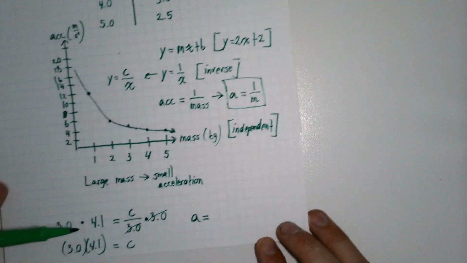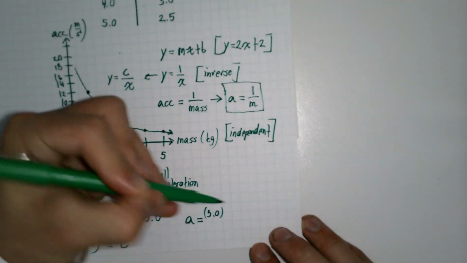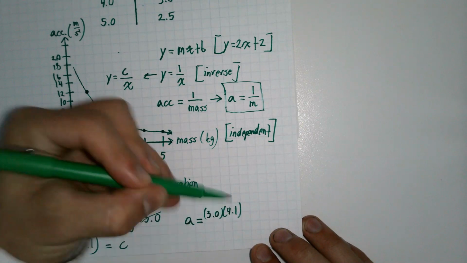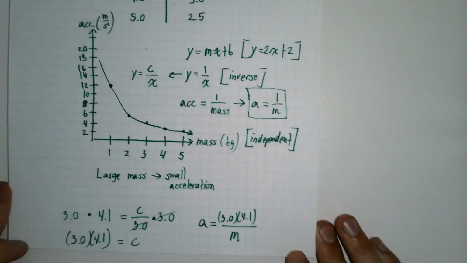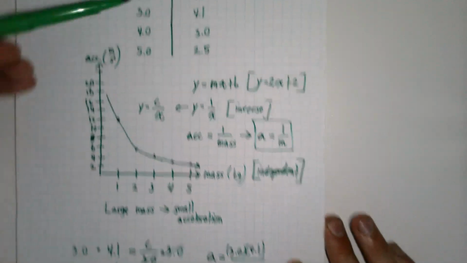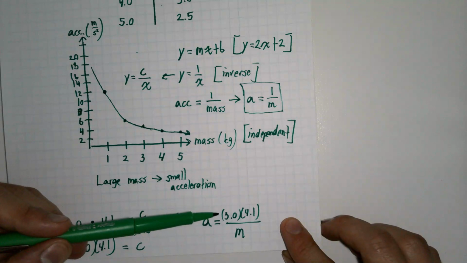What's our c value? What did we find it to be? 3.0 times 4.1, whatever that is, over whatever the mass is. I can check that. We can put one of these values up here into our equation and see if that matches up.